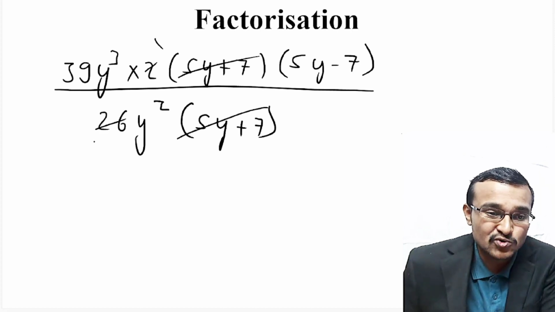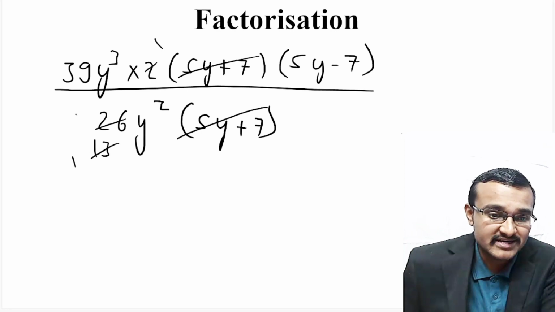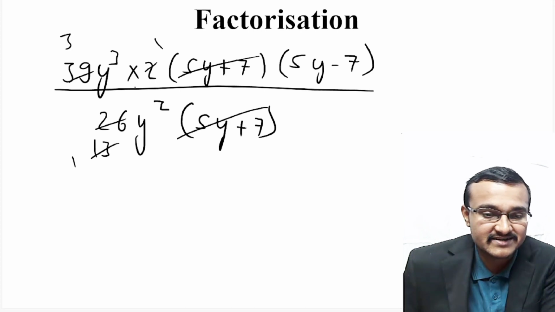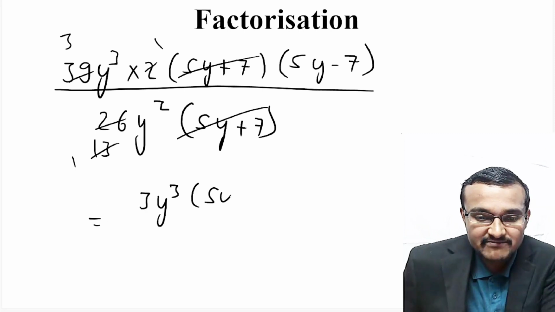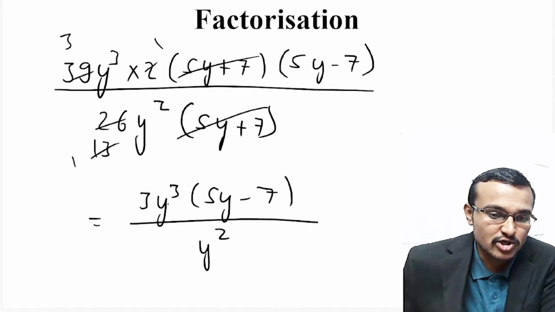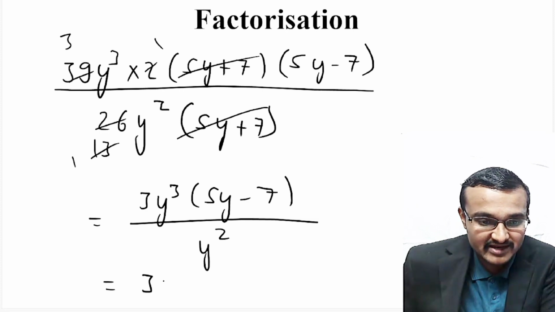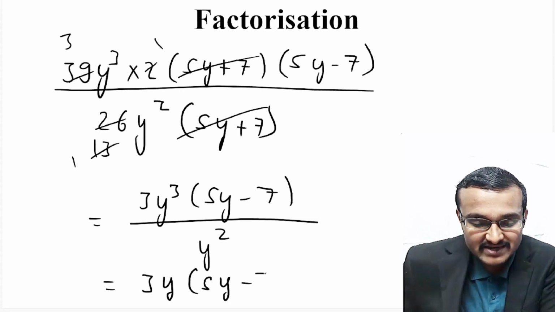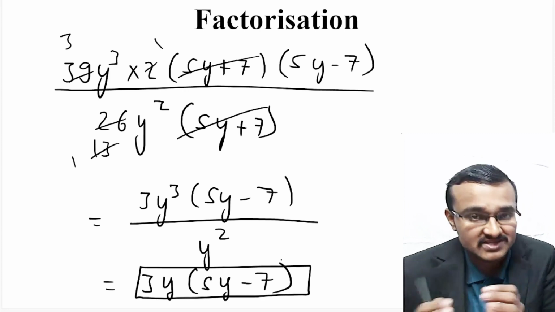Here 2 ones are 2, 13 twos are 26, so this 13 can be cancelled with this 39, since 13 threes are 39. What all things are remaining? Here y³ is there, here y² is there. So 3y³(5y − 7) will be there in the numerator, divided by y² in the denominator. Here y³ can be written as y² × y, so y² gets cancelled and only y will be remaining. So 3y(5y − 7) is the answer for this seventh question.